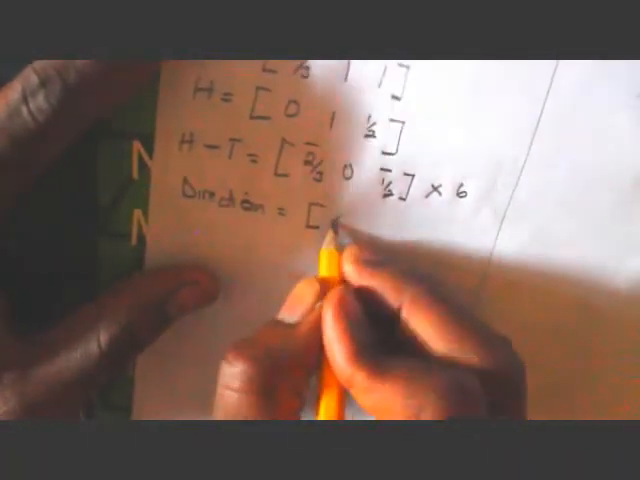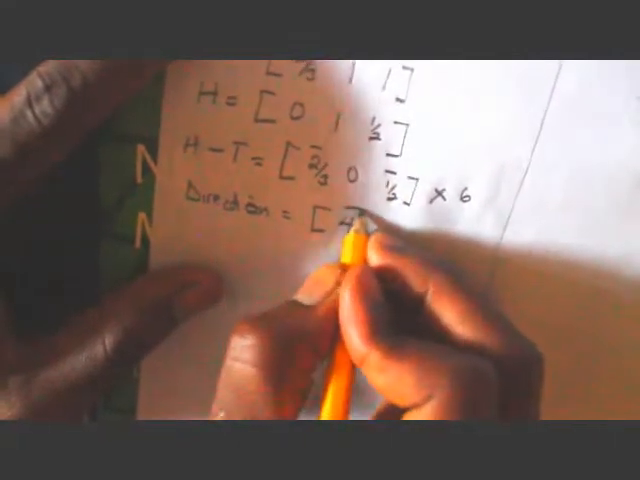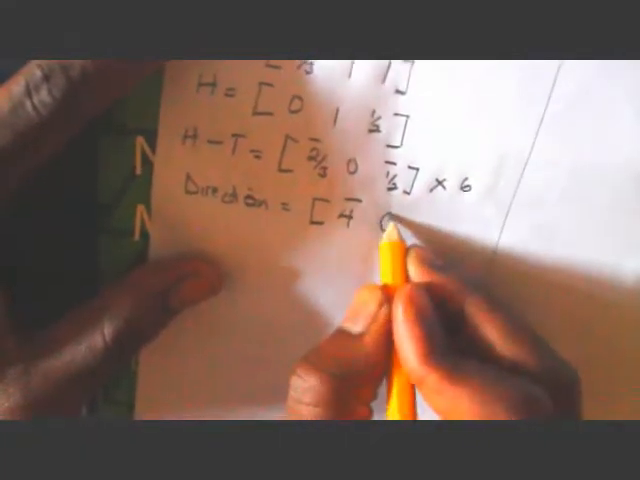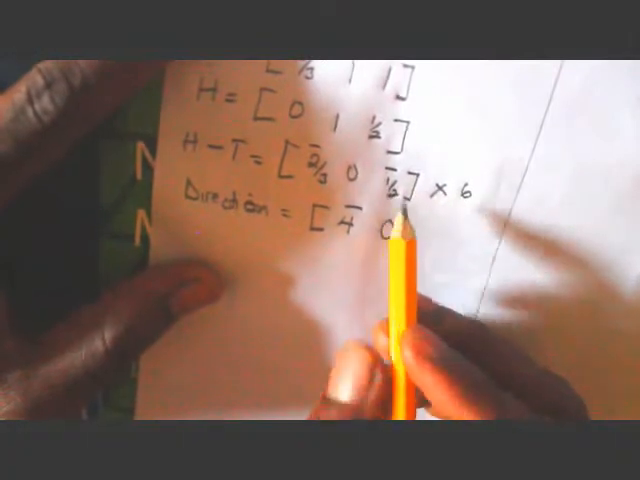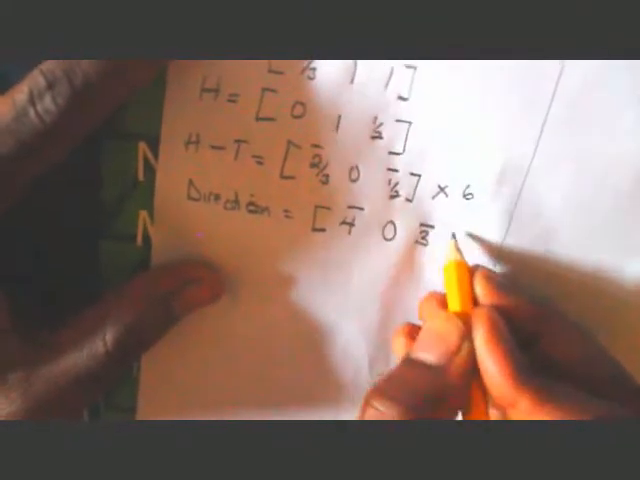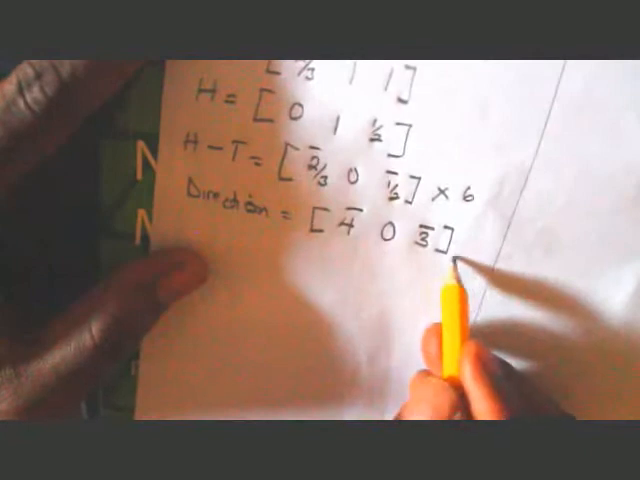2/3 times 6 will be 4. 0 times 6 is 0. Half times 6 is 3. So that is the direction of B.